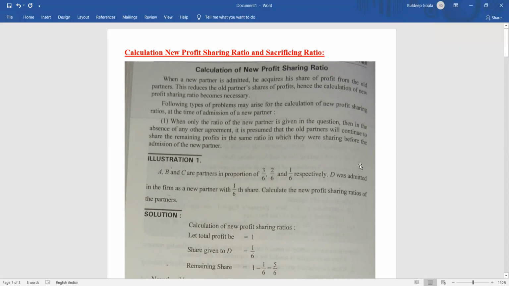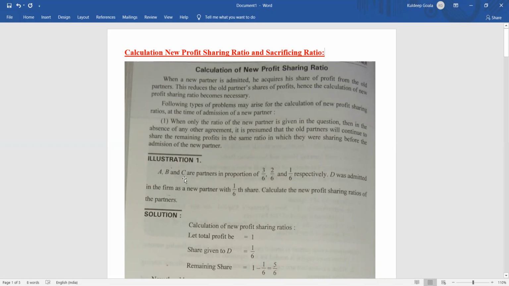So, the calculation of the new profit sharing ratio. Before we get into the chapter, let me tell you that there are no exceptional situations here other than what you got in the calculation of the new ratio and sacrificing ratio in the previous chapter, that is, change in profit sharing ratio. Just a slight change is there. The change is that a new partner is being added. Other than that there are no such changes. Being a new learner you might feel that there are a lot of changes, but it's not that; it is based on the previous chapter's concept of calculation, right? So let's start.